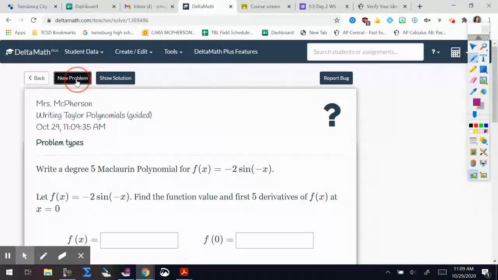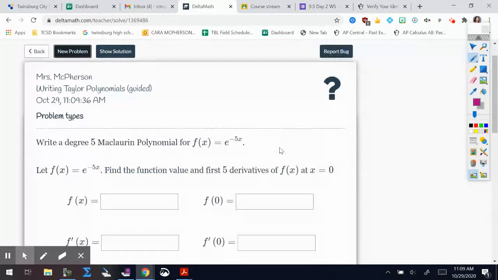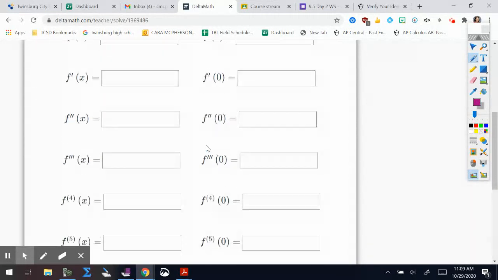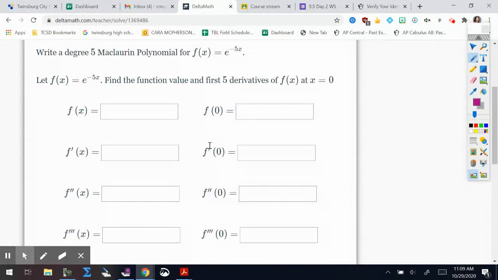I don't want to do a trig one. I want to do something different. Let's do an E one. So with our E ones, this one wants a 5th degree polynomial, so I'm going to have to go out and derive 5 times, but they'll give you 5 boxes for that. E's are very easy to derive multiple times. In this case, every time I derive, I'm going to multiply by a negative 5 because of that exponent.